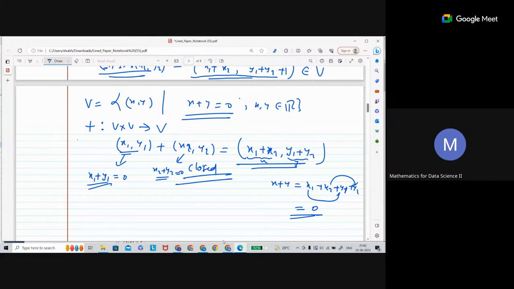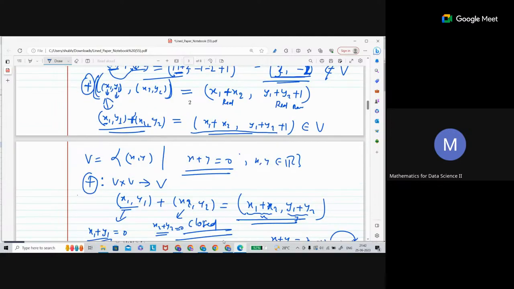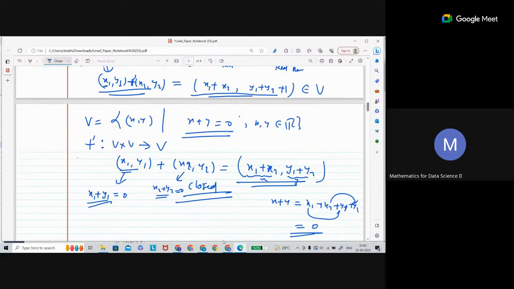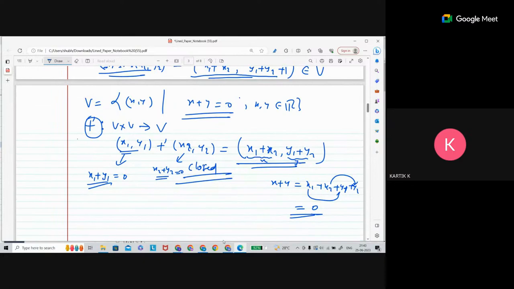If this operation is closed under addition, it is called an operation. Here is an operation, different from addition, but it is here. Let me change it with the prime, where prime means addition here. Quick question: this x1, y1 and x2, y2 that you defined, is it on that above vector x, y where x plus y equals 0? Yes, that's the meaning here. These are elements of V. Okay, got it now.